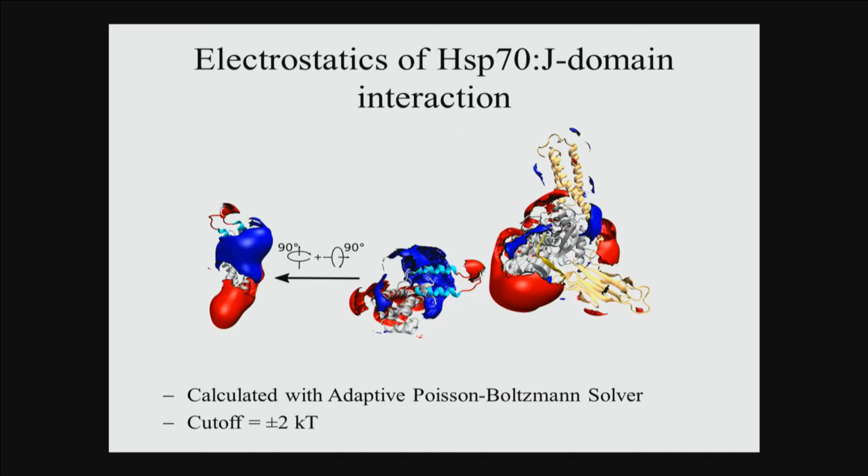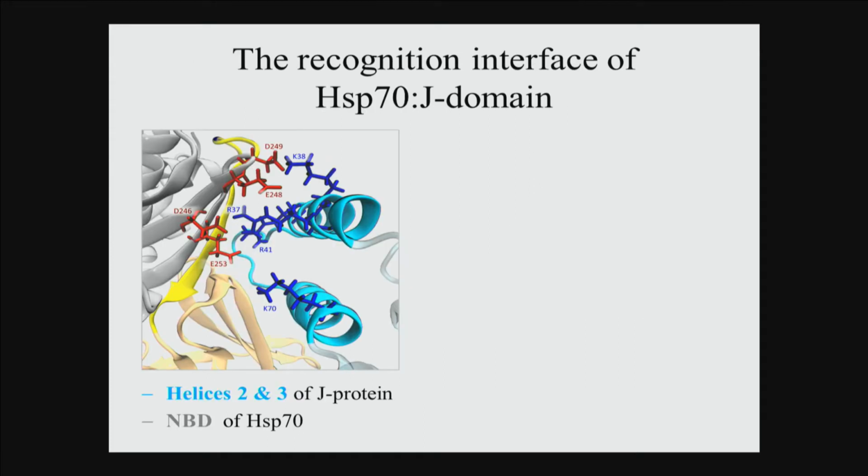So we wanted to investigate what are the forces, what's the mechanism of interaction. So first, the recognition. We've calculated the electrostatic potential around the proteins, and we've seen that there's large positive charge over here and large negative charge over here. So the obvious thought that you might have is that they will bind. And that's exactly the case here. So we can see that helices 2 and 3 of J domain are involved in the recognition interface between these two proteins. So they pack tightly onto the nucleotide binding domain of the Hsp70.